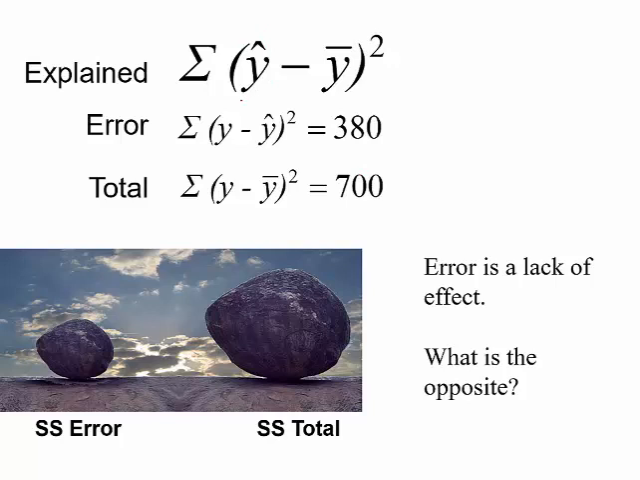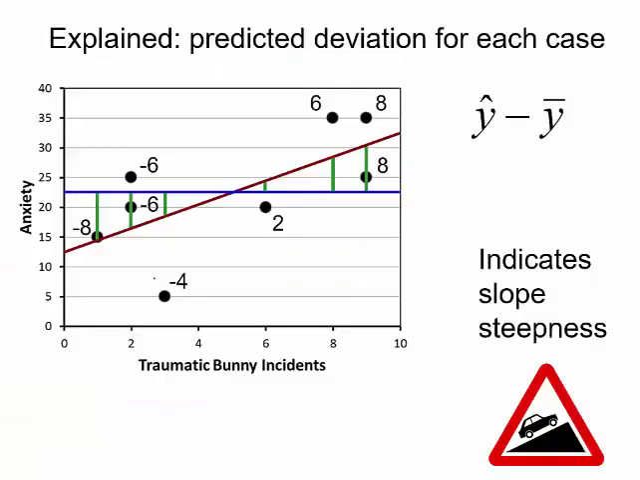Let's look at this equation and see what it's doing for us. Why is y hat minus y bar squared and summed up explained variance? What is that doing? Here's what it looks like. I have the same scatter plot, and I'm taking each person and looking at what their score is and what their predicted score is.